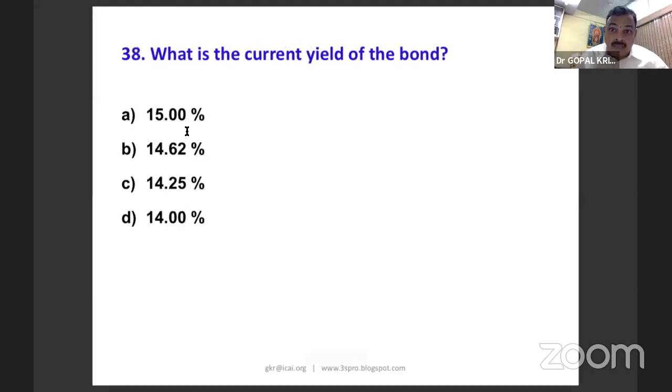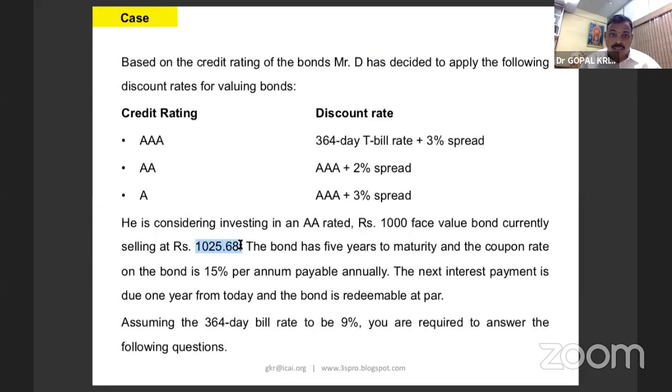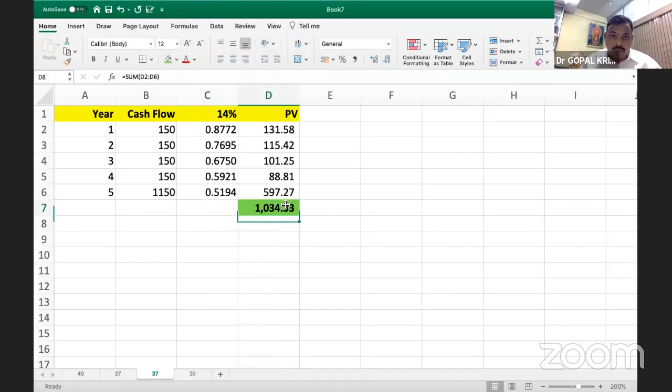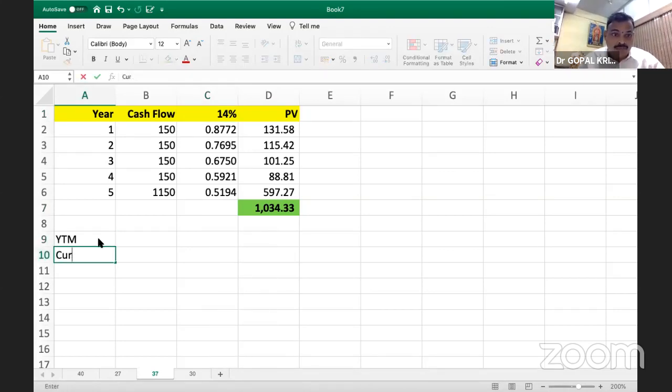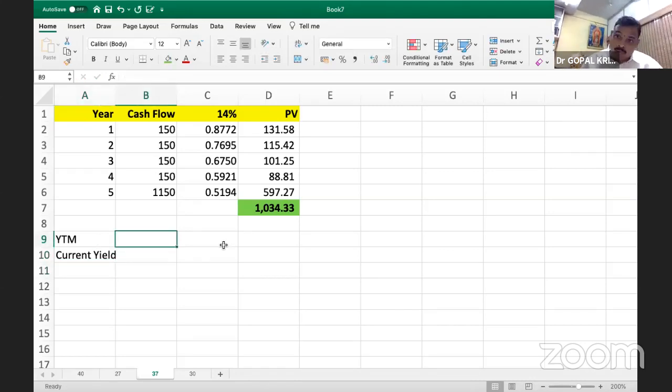Now, what is the current yield? Please look at this current yield. Please be careful. In the same question, don't calculate YTM, because you are investing 1025.68. With the same question, if you work it out in reverse for 1025.68, your yield will be different. That is called YTM. So YTM is different, current yield is different. Please be careful. This is a very, very interesting question. I will do both. Now, what is your fair value?